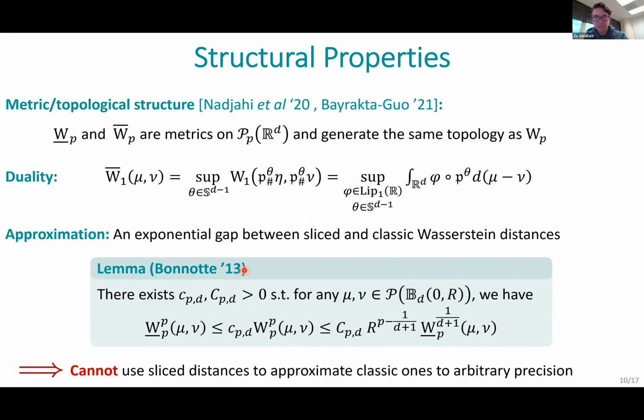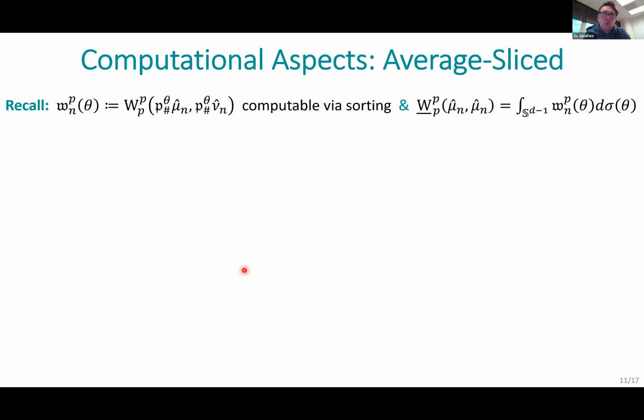Now, from here, I want to move on to the computational aspect, at which point we basically want to understand how to go about computing the average or the maximum over theta, and what kind of formal guarantees we can expect to get from the corresponding methods.